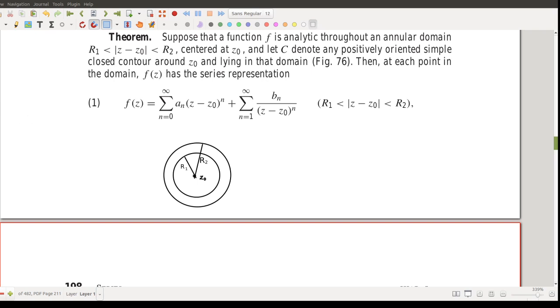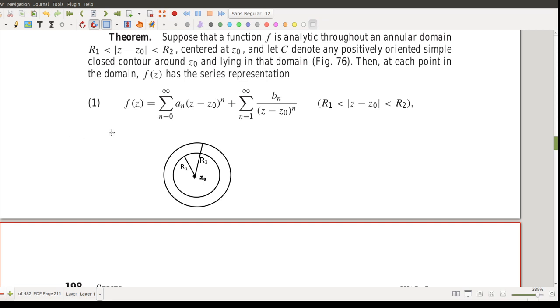Hi all. In this video we discuss section 20. In the last class we have seen Taylor's theorem. If a function f is analytic at z0, then Taylor's theorem asserts that there exists a power series expansion for that function f in terms of the ascending powers of z minus z0 starting from 0. But if that function f fails to be analytic at z0, we cannot apply Taylor's theorem for that function.